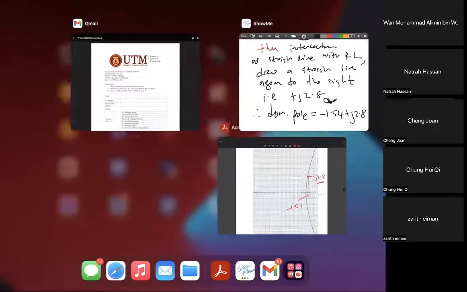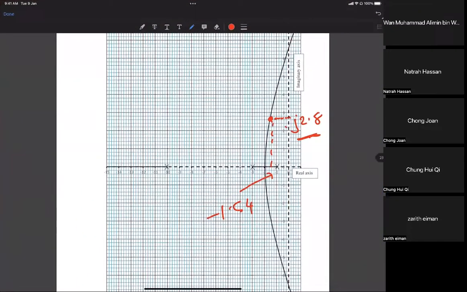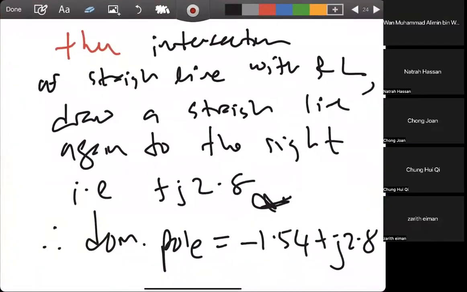Draw from the real axis to the root locus. And then find the value, turn right at the imaginary axis. The intersect. Okay.